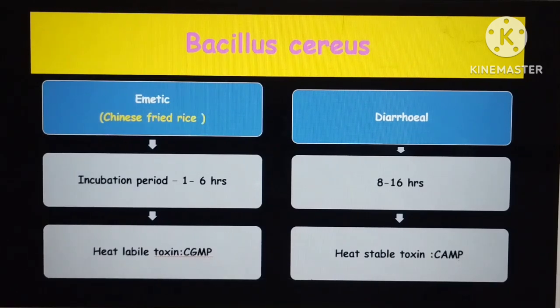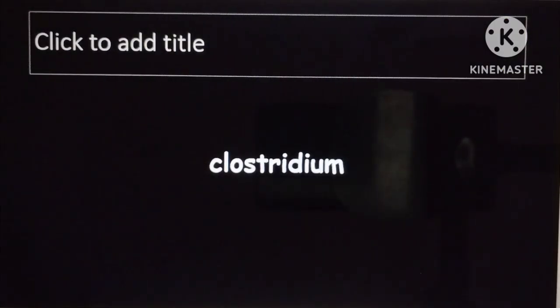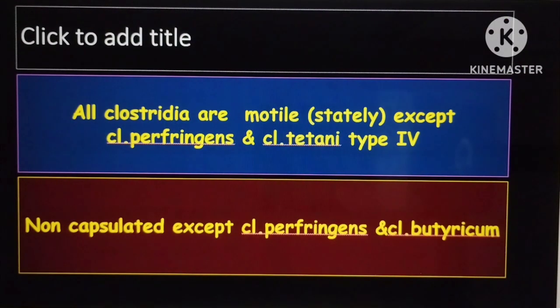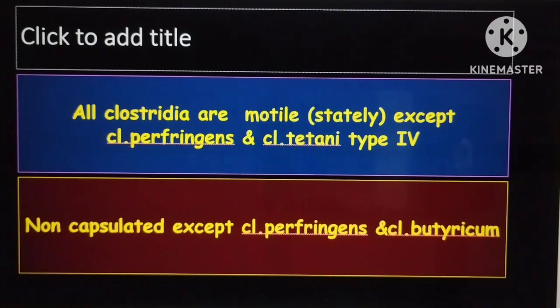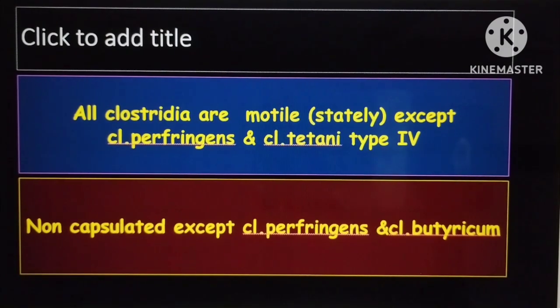Coming next to Clostridium. All Clostridia are usually motile, with a specific term for the motility called stately motile, except perfringens and Clostridium tetani type 4, which are non-motile. Generally all are non-capsulated except perfringens and butyricum, which are capsulated. So here you want to remember all the exceptions.